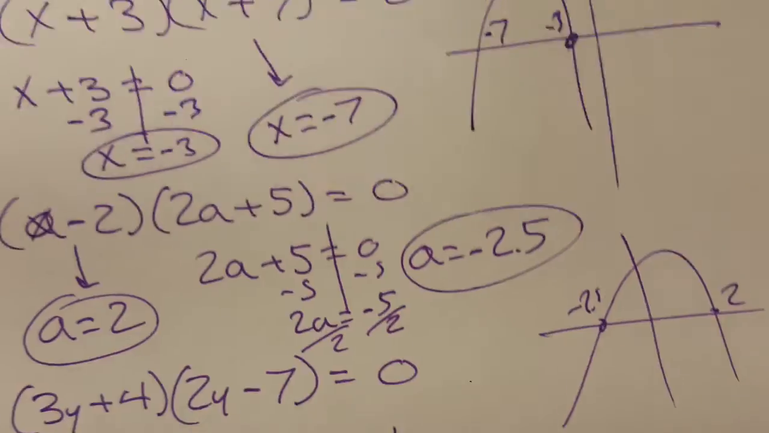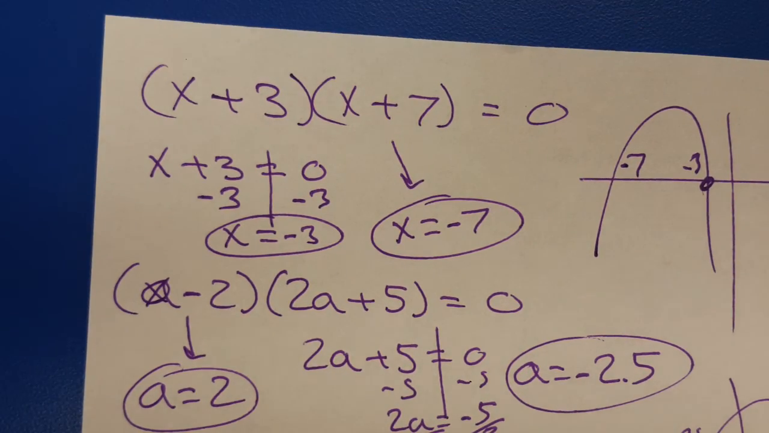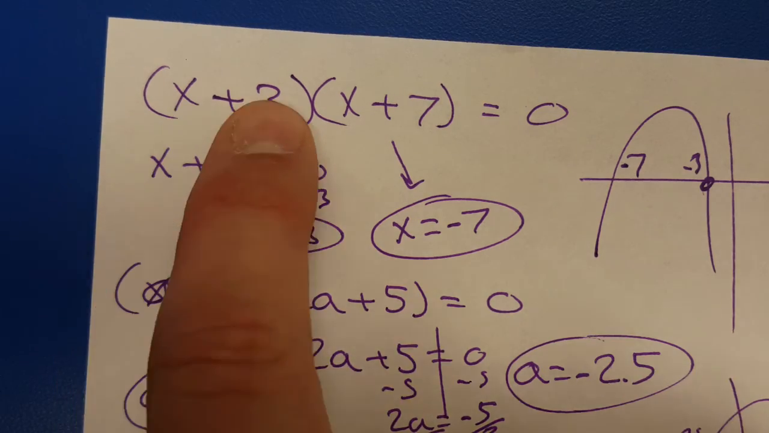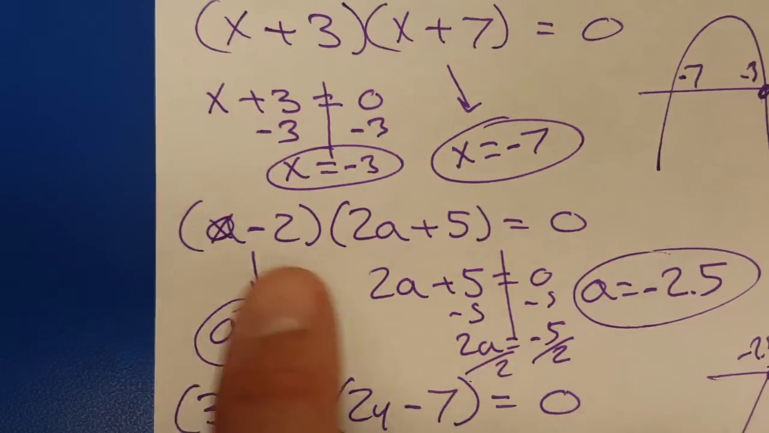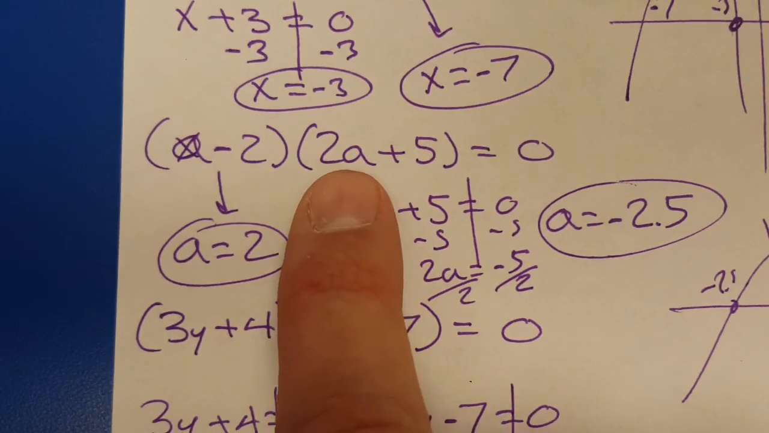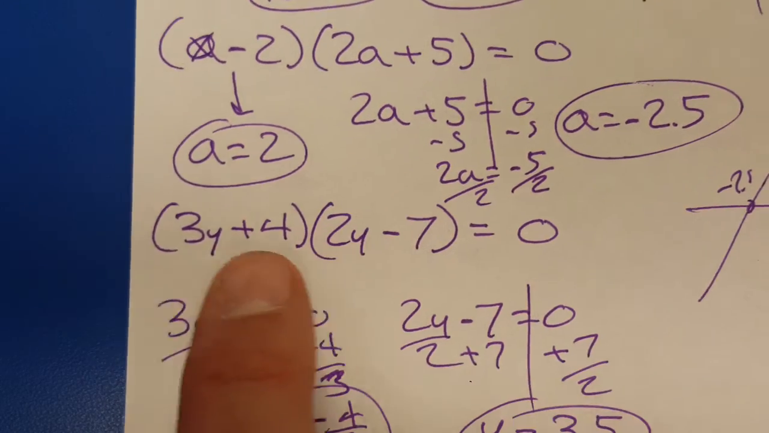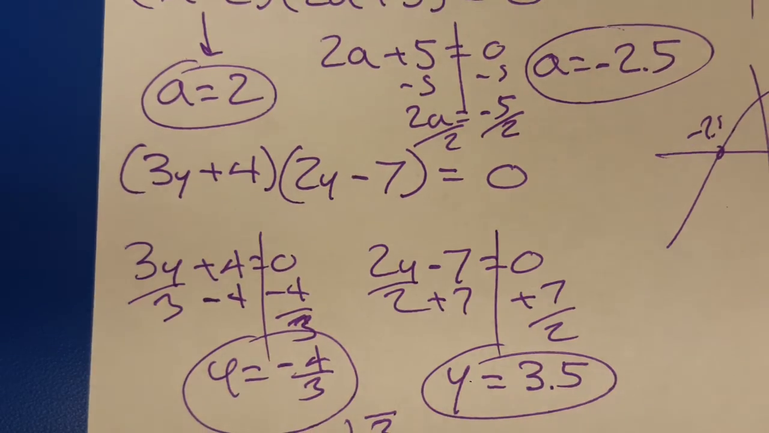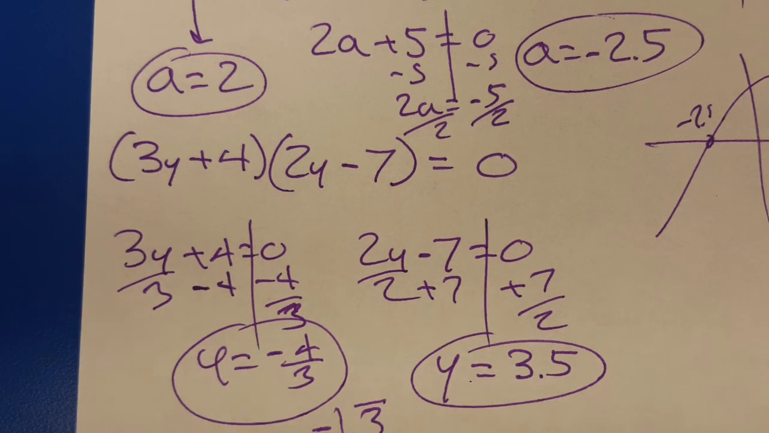Again, Desmos will check your answers and all of your solutions. So, recap really quick. Plain variable, opposite. If it's not a plain variable, one step, two step, solve it. Boom. That's how you use the zero product property.